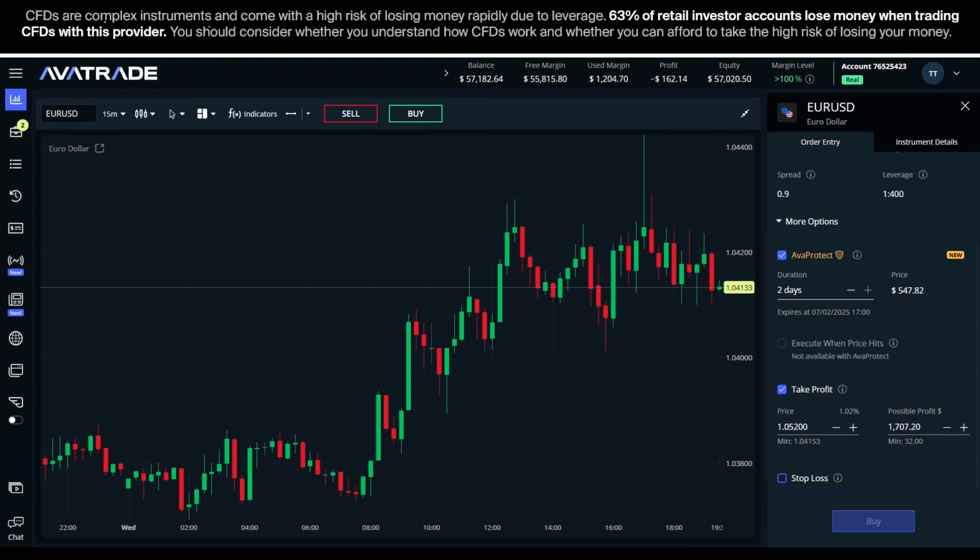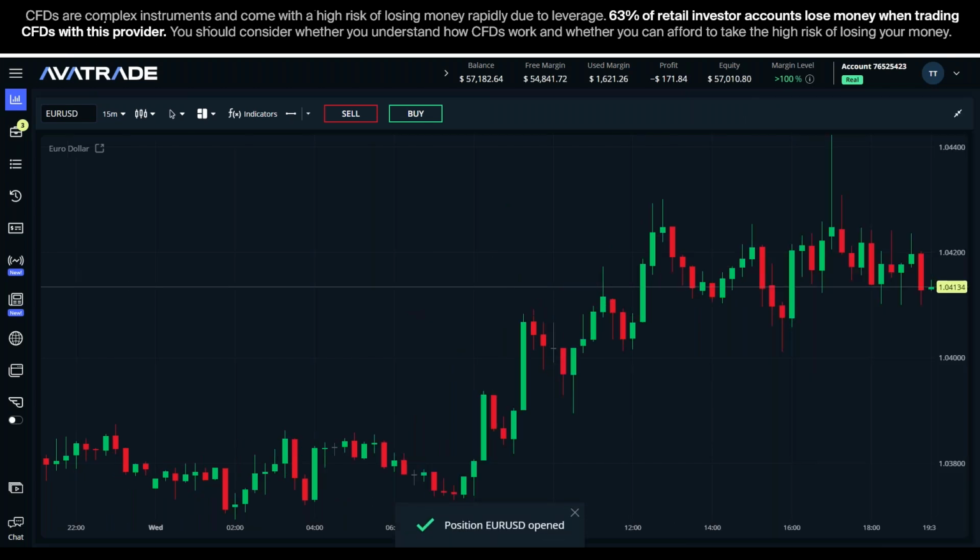So I'm happy to pay for protection when I'm unsure about the short-term move and maybe feel a little more comfortable about the longer-term move, because now I don't have to worry about it hitting my stop loss with the volatility. And if I'm right on my medium range time frame view, then I can have a nice profit.